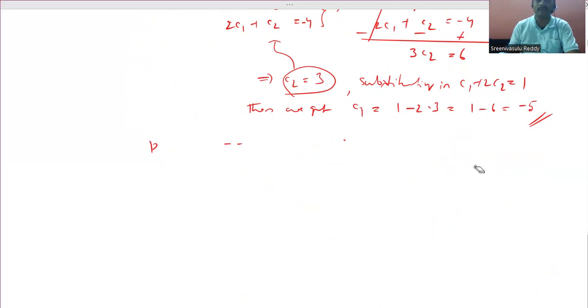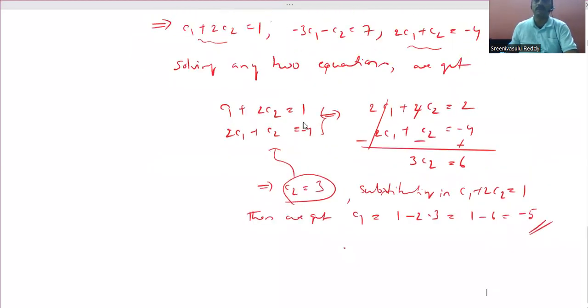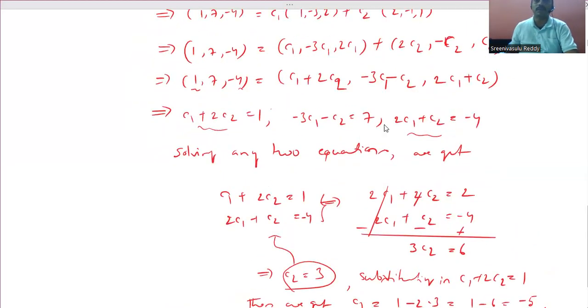Whether our answer is right or wrong. Solving, we get C1 value is minus 5, C2 value is 3. Substituting in either the first equation or the third equation, because we take these two equations. Minus 5 plus 3, plus 3 means 6. Minus 5 plus 3 gives 6, equal to plus 1, right?